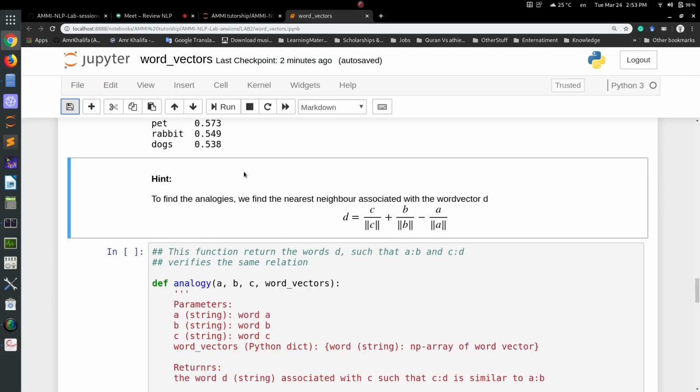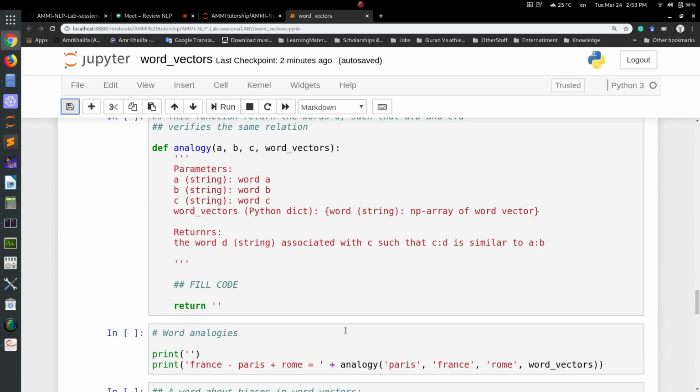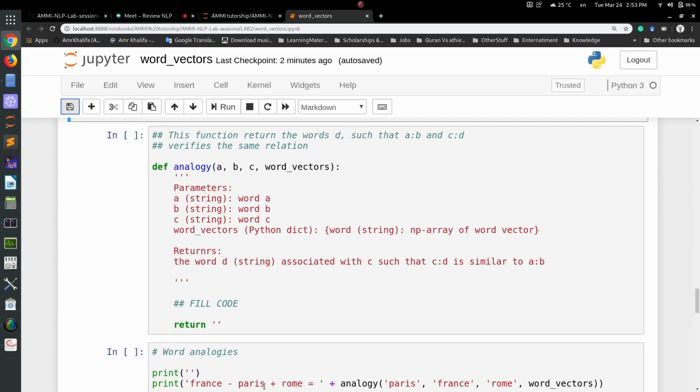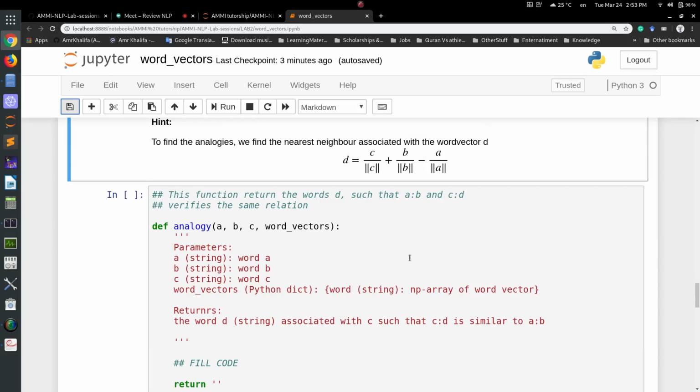let's see here, in the example we have France minus Paris plus Rome equals something that we're going to find. So here the word A is Paris, the word B is France, and the word C is Rome, and we need to find the word D. So we're going to use this formula to find the word D. Okay, it makes sense because D should give us the fact that A to B equals, or is similar to, C to D.